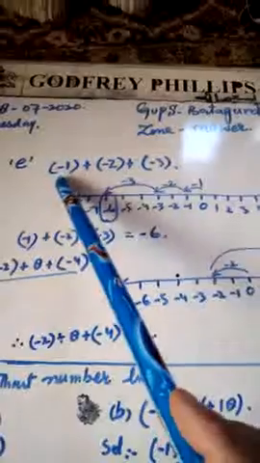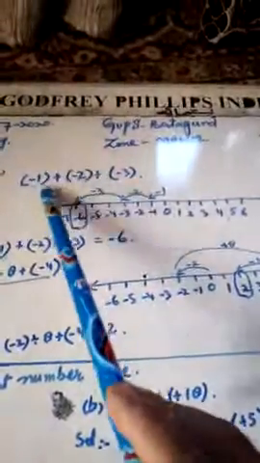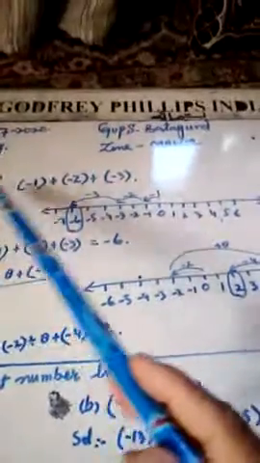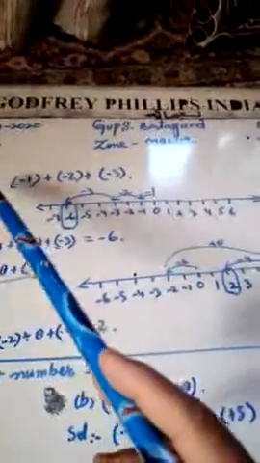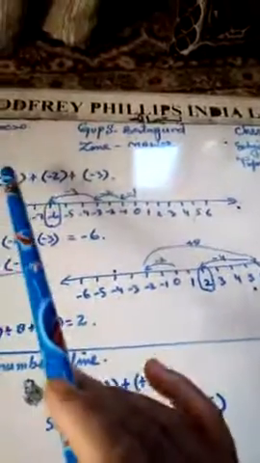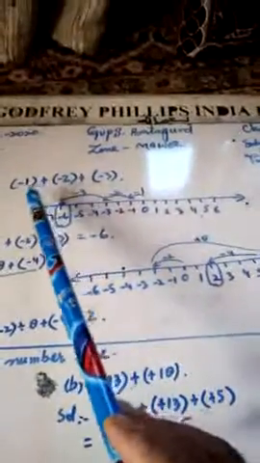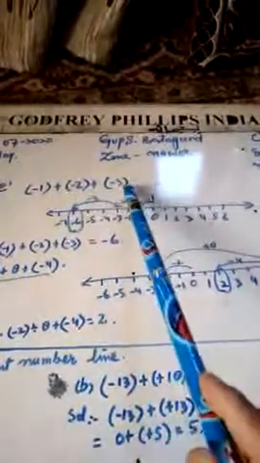It is -1 plus -2 plus -3. There are 3 integers. We were up to question part D, we were solving only 2 integers, but here are 3 integers. So I can guide how we can add the 3 integers on a number line.